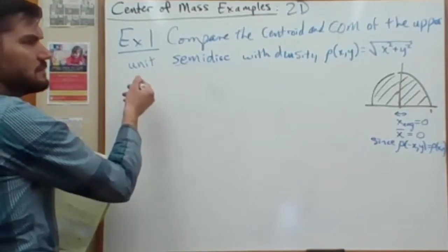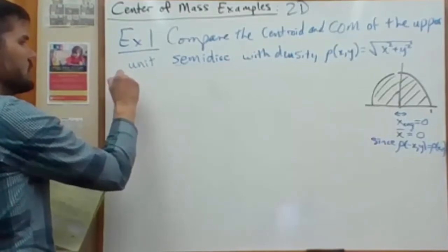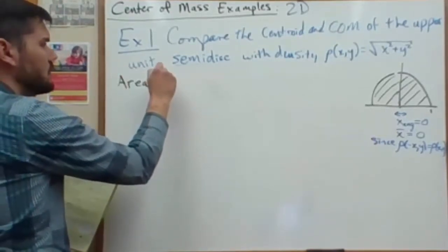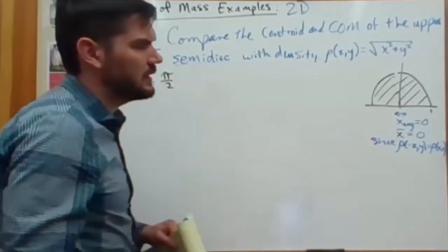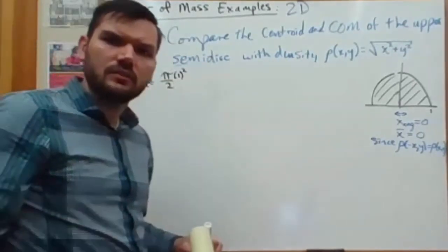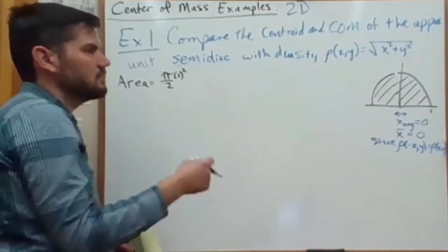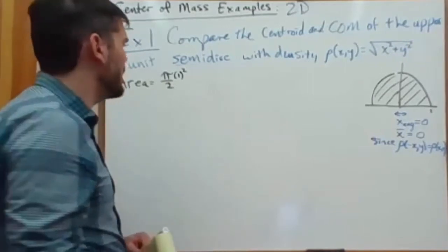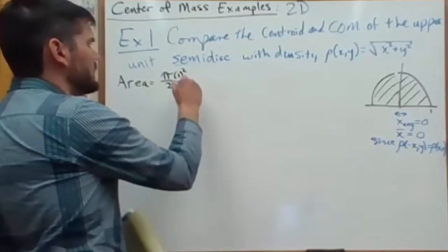Let's first look at the area, which is pi divided by 2. The area of a circle is pi r squared, so the area inside this half circle is half of that, pi over 2 for our radius of 1.